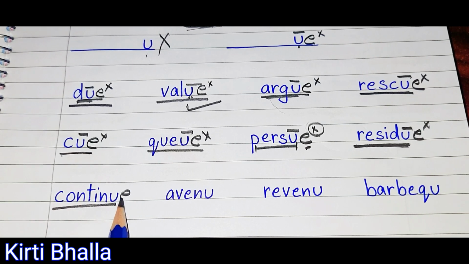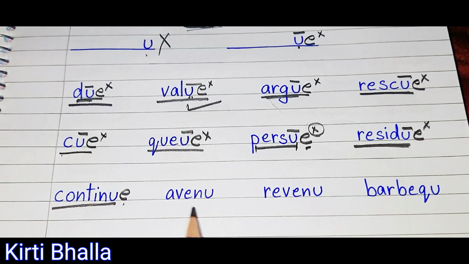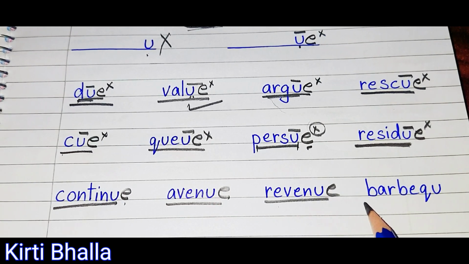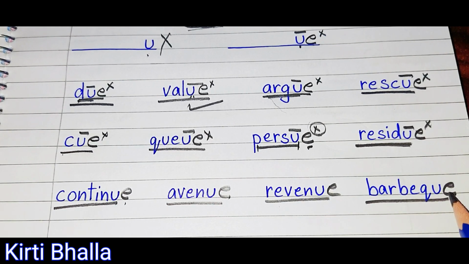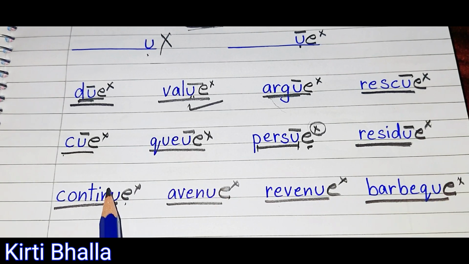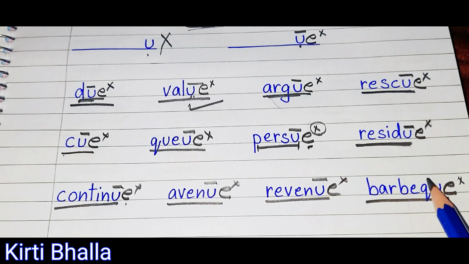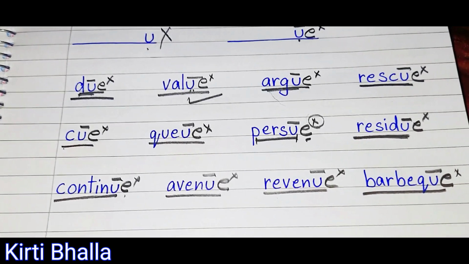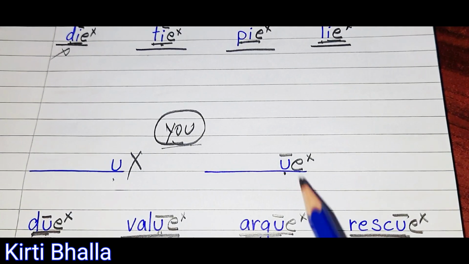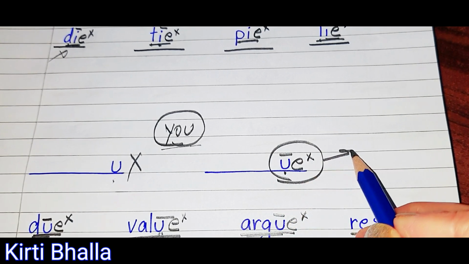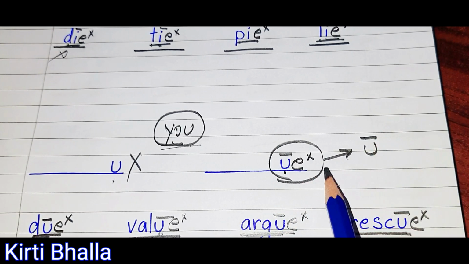Next is continue. Again, put an E just to end the word. Avenue, revenue, barbecue. So just put E at the end. It will be silent and the last U will give you long sound U. Continue, avenue, revenue, barbecue. Now, this UE doesn't mean that it always gives you U sound.